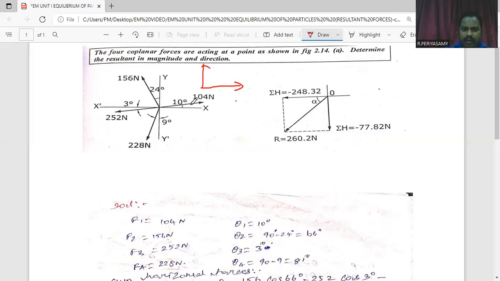This inclined force is further separated into horizontal force and vertical force. Its horizontal force direction is rightward, so rightward means we consider the positive sign. The vertical force direction is also upward, so upward means we consider positive. This is a 104 magnitude of force, its angle is 10 degrees. So the horizontal component is 104 cos 10 degree, and the vertical component is 104 sin 10 degree.